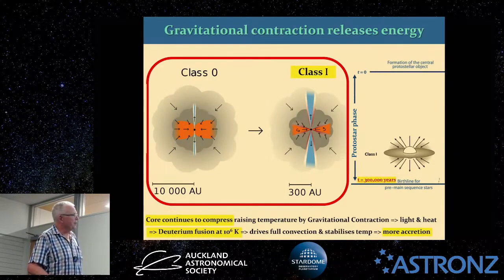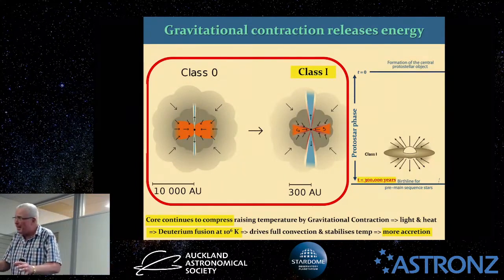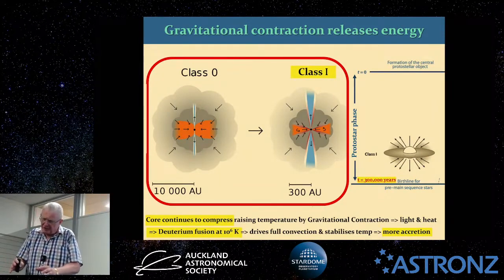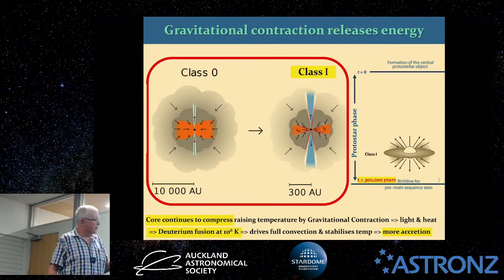So the other thing mentioned here too is that as the core accretes more and more material onto it, gravity's getting a grip on it, and because it's getting more mass this time, it does keep contracting down, and it gets hotter and hotter in that core until it reaches about 1 million degrees. And that's a very important figure, because at that figure, deuterium fusion kicks in.